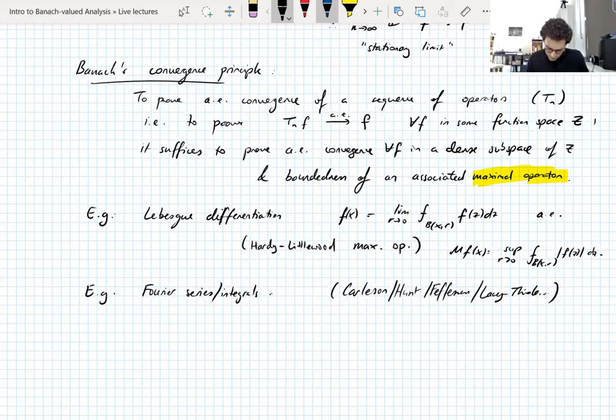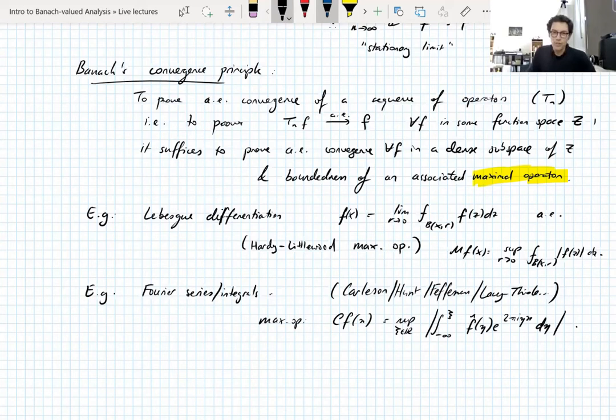And the maximal operator is the Carleson operator, which you can write in the case of integrals as a supremum over frequencies of a partial Fourier integral, with the kernel e to the 2 pi i x eta, if I've done that correctly. So you have convergence of Fourier series on, for example, Schwartz functions, because they're nice. You prove the LP boundedness of the Carleson operator. The Banach convergence principle lets you then deduce that you have almost everywhere convergence of Fourier series for general LP functions for P greater than one. And there's some weird endpoint results as well that I don't know.